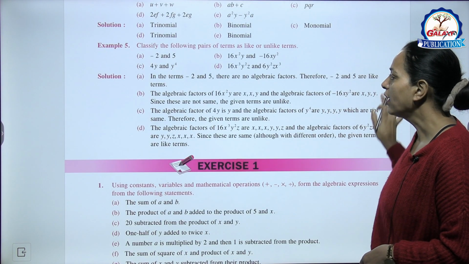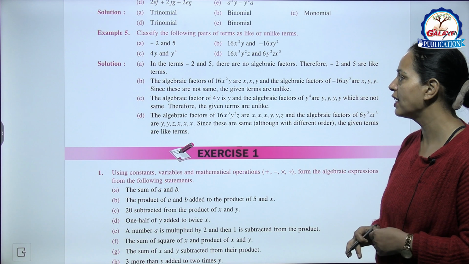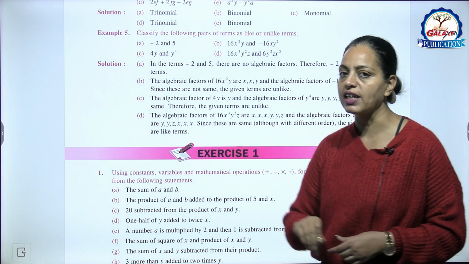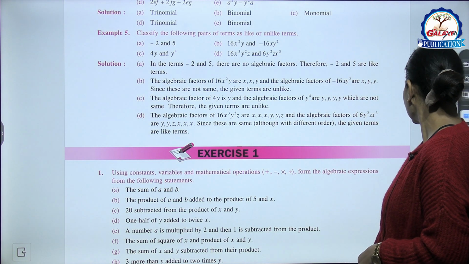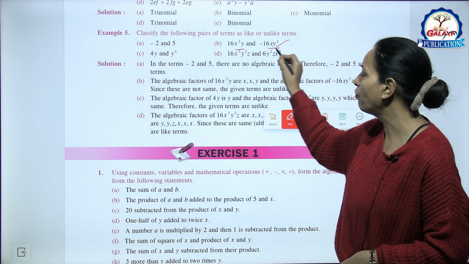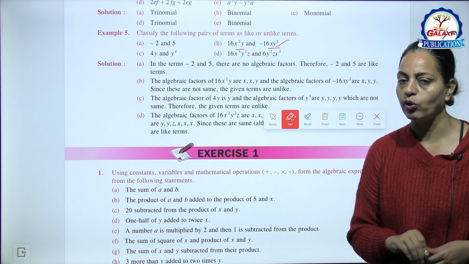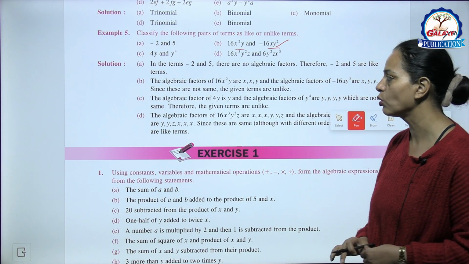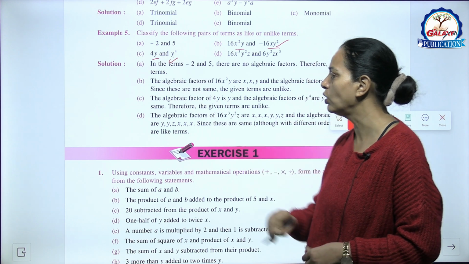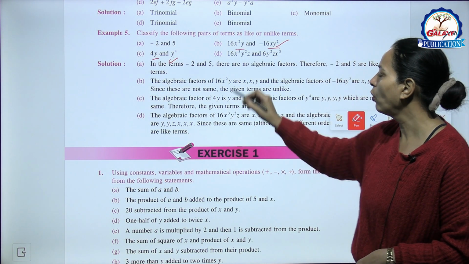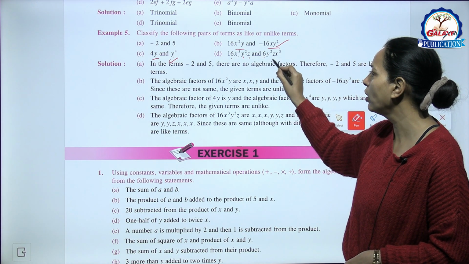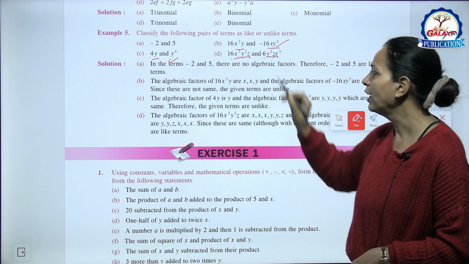Now example 5, classify the following pairs of terms as like or unlike. Like A part, minus 2 and 5, both are constants, so these are like terms. B part, 16x square y and minus 16x y square, variables are different. X square y is there, in this x y square is there, so these are unlike terms, okay. C part, 4y and y raised to the power 4, variables different, so these are unlike, okay. Now here D part, 16x cube y square z and 6y square z x cube, variables same, it means these are like terms, right.